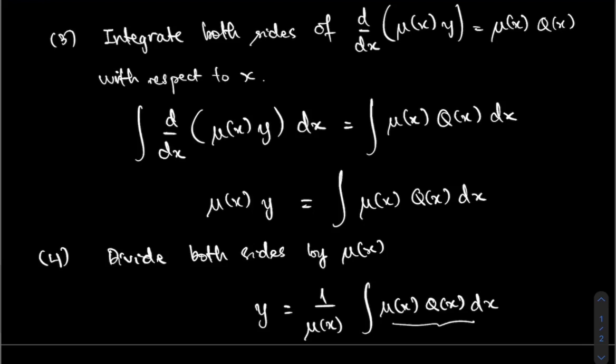On the other side, the indefinite integral of mu of x times q of x dx can be evaluated using integration techniques that you know before, such as basic antiderivative formula, integration by substitution, integration by parts, or integration by partial fraction decomposition. And to get the solution to the differential equation, you can now divide both sides by the integrating factor mu of x. Now let's apply this procedure in a couple of examples.